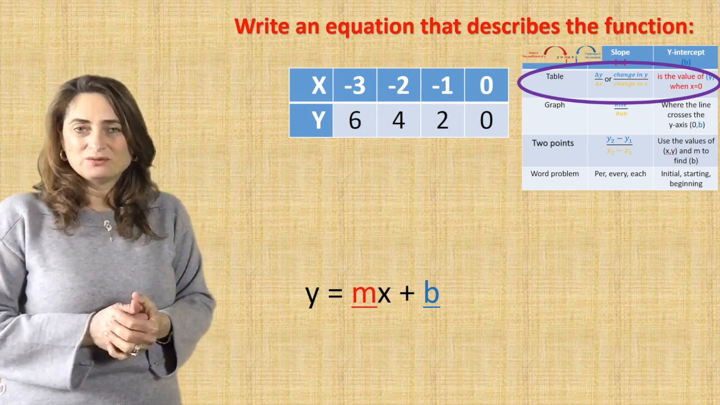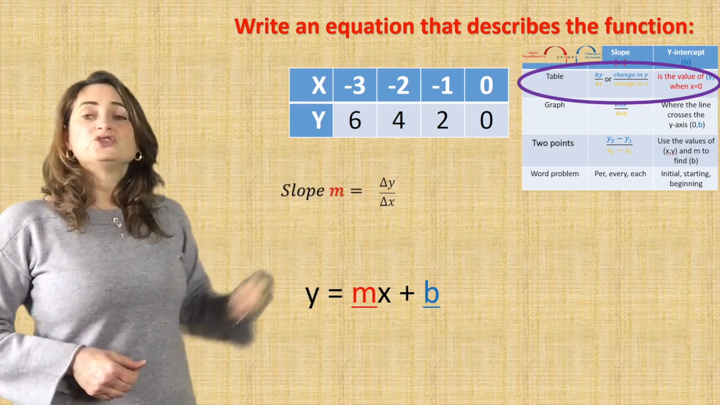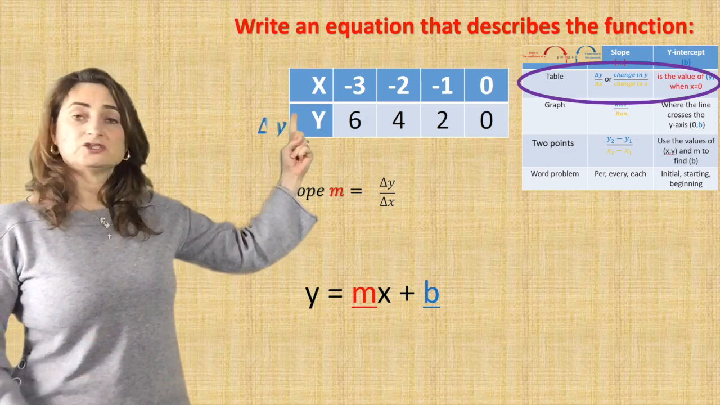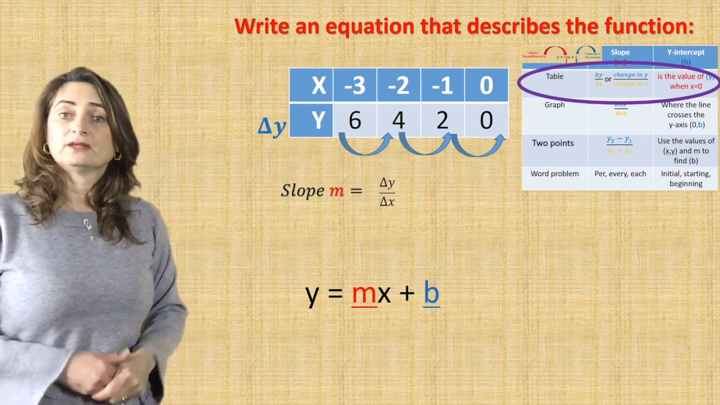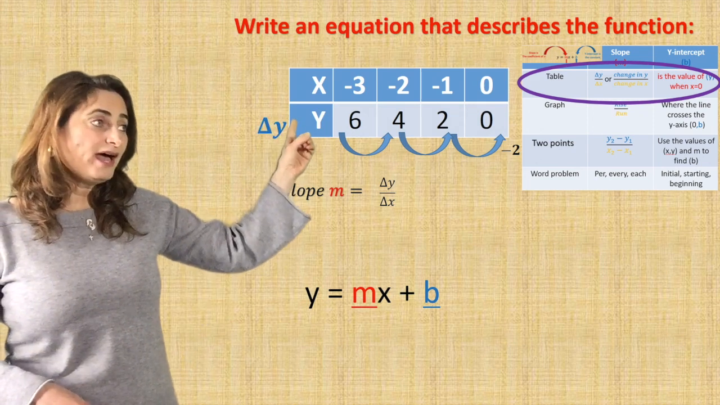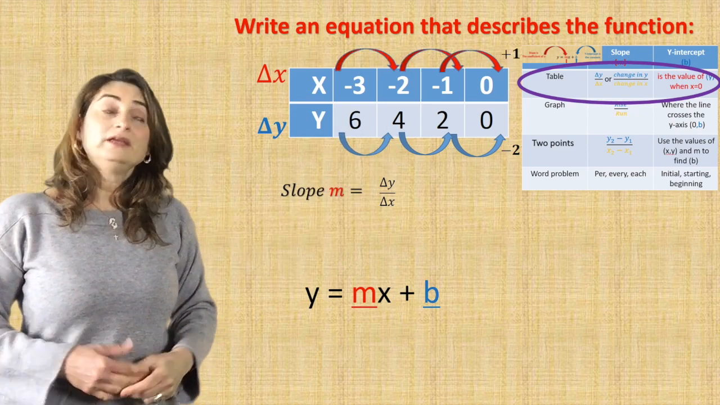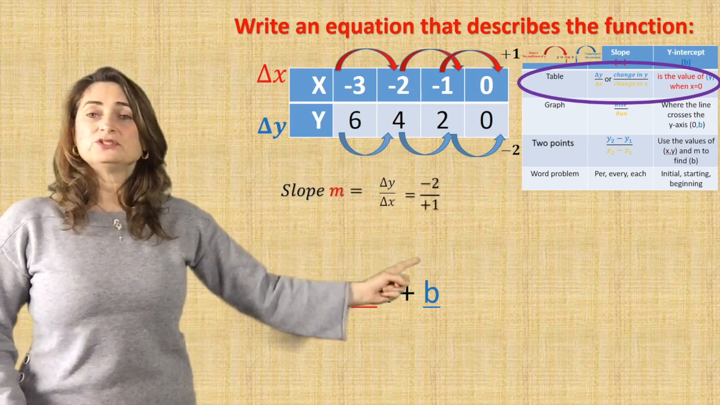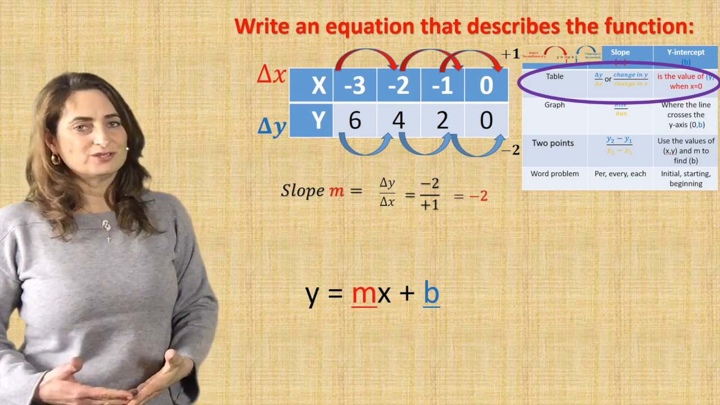So how do I find the slope from a table? The slope, which is the m, equals the change in y divided by the change in x. So we need to find out how y changed from 6 to 4 to 2 to 0. It went down by 2, so that's subtracting 2. Now the change in x, from negative 3 to negative 2 to negative 1 to 0, went up by 1, so that's adding 1. So the change in y is negative 2, the change in x is positive 1. Simplify that, the slope equals negative 2.